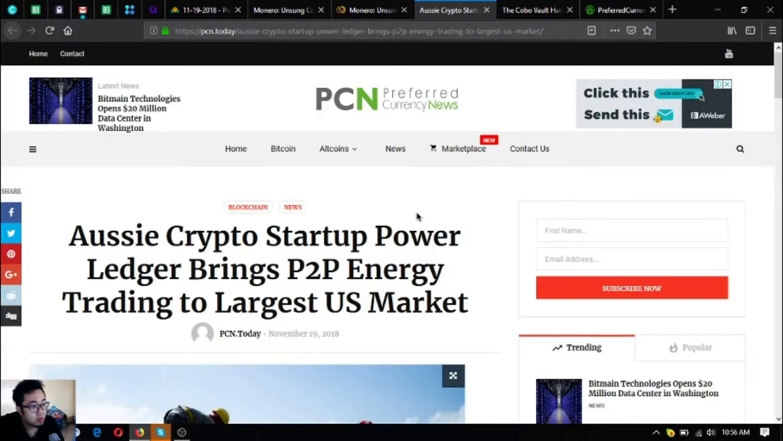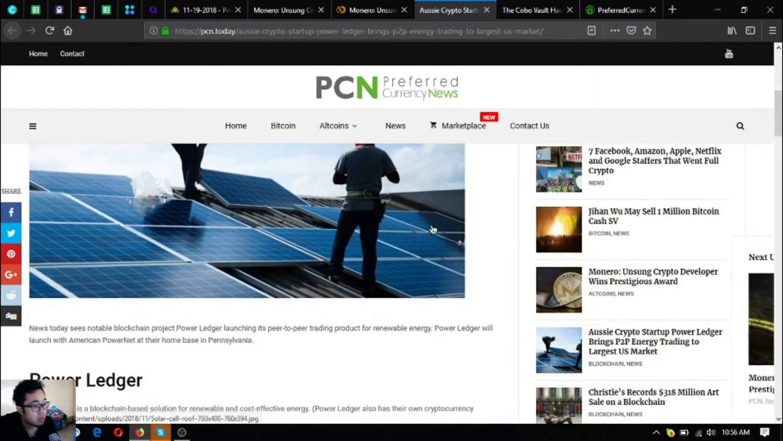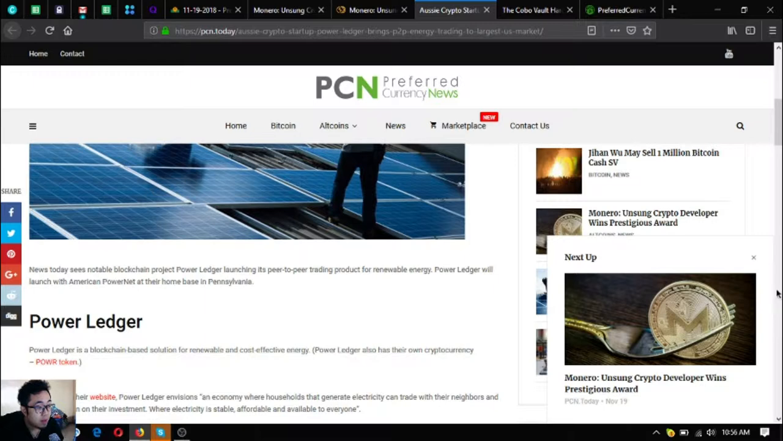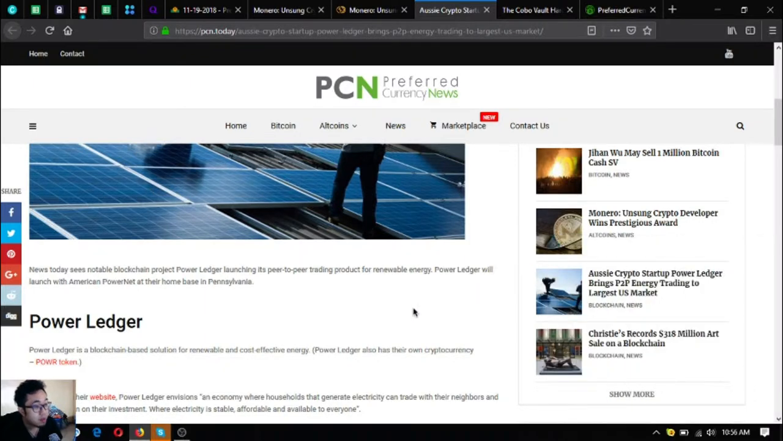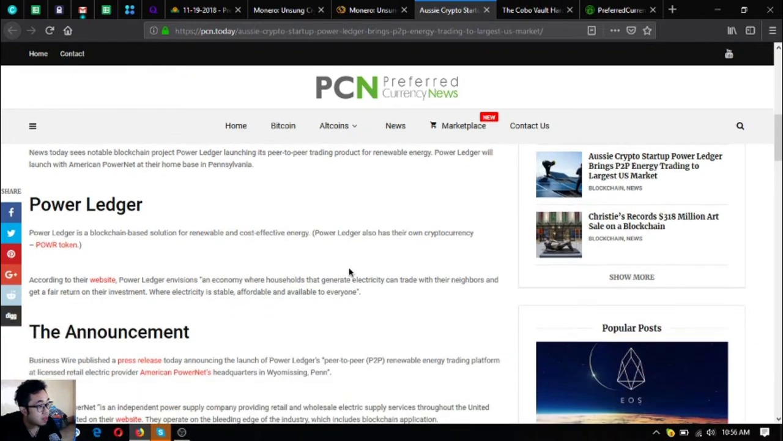So Aussie crypto startup Power Ledger brings P2P energy trading to largest US market. So news today sees the notable blockchain project Power Ledger launching its peer-to-peer trading product for renewable energy. Power Ledger will launch with American PowerNet as their home base in Pennsylvania. So Power Ledger is a blockchain-based solution for renewable and cost-effective energy. Power Ledger also has their own cryptocurrency, Power Token.